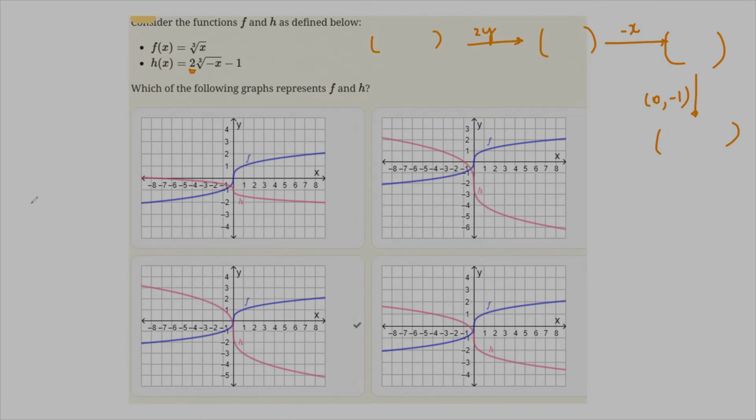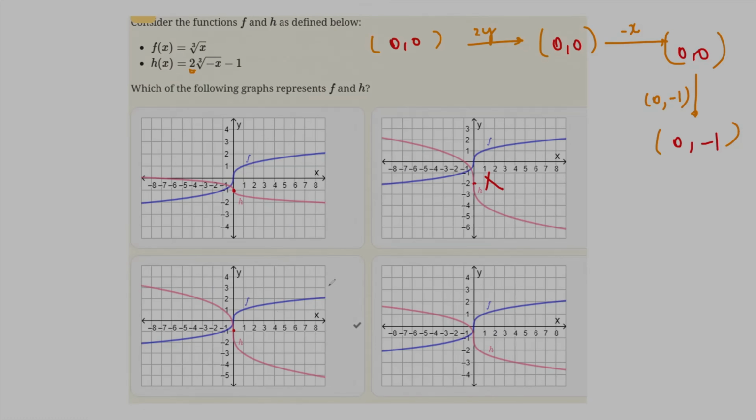Okay, now let's take for example 0, comma 0. Now when you multiply y by 2, 0 multiplied by 2 is 0. And when you multiply x by negative 1, it won't change anything, so it will remain 0, comma 0. Now, there is no change with the x, so x will remain 0, and y is moving 1 down, so it will be negative 1. So 0, comma negative 1 is your new center. This one has 0, comma negative 1 as center. This one doesn't have this center, so it's out. Its center is 0, comma negative 1, so this could be the answer.